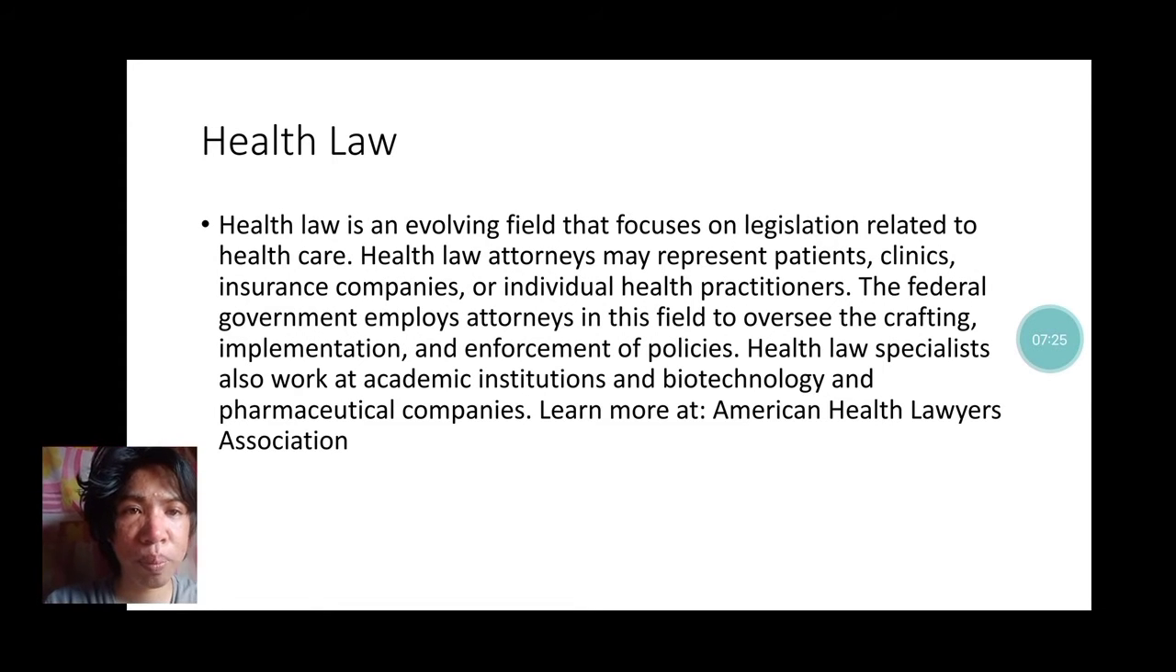So health law is an evolving field that focuses on legislation related to healthcare. Health law attorneys may represent patients, clinics, insurance companies, or individual health practitioners. The federal government employs attorneys in this field to oversee the crafting, implementation, and enforcement of policies. Health law specialists also work in academic institutions and biotechnology and pharmaceutical companies.